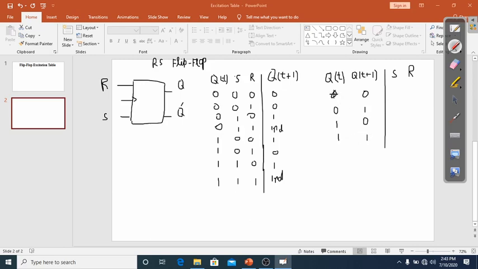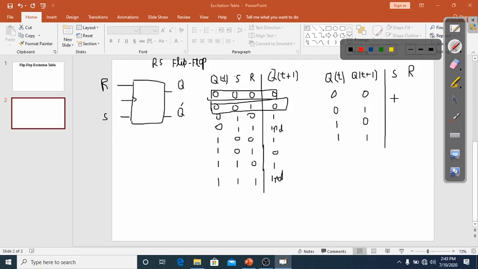When present state is equal to 0, next state is equal to 0, you can see in this truth table where the present state is equal to 0 and next state is equal to 0, then the inputs set and reset are equal to 0. Here the present state is equal to 0, next state is equal to 0, set is equal to 0 and reset is equal to 1.